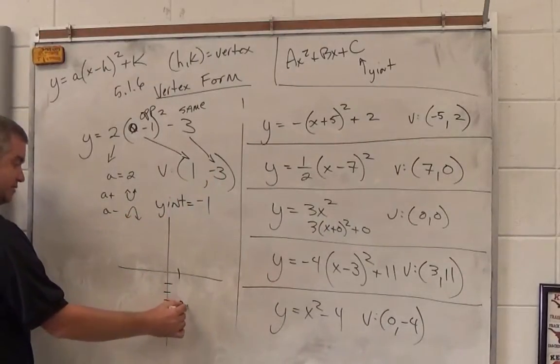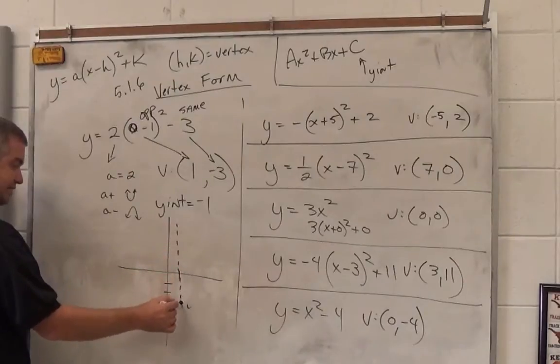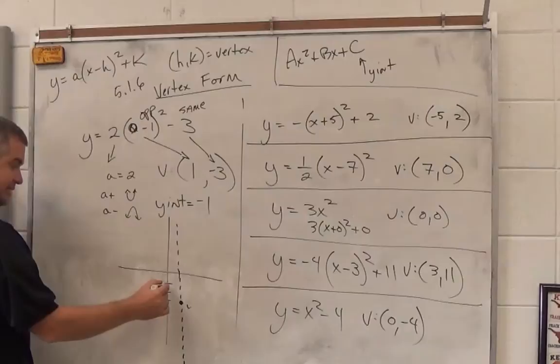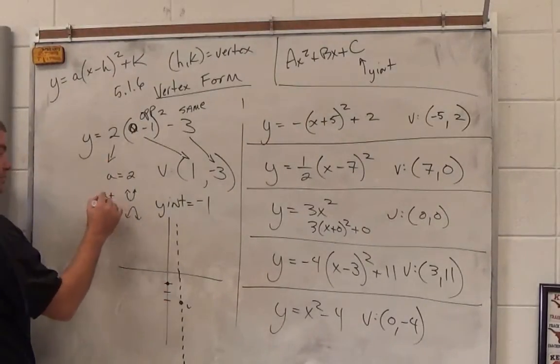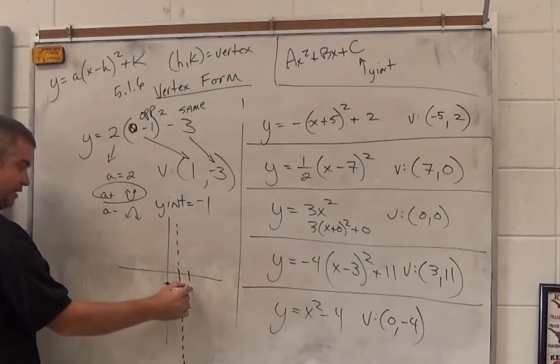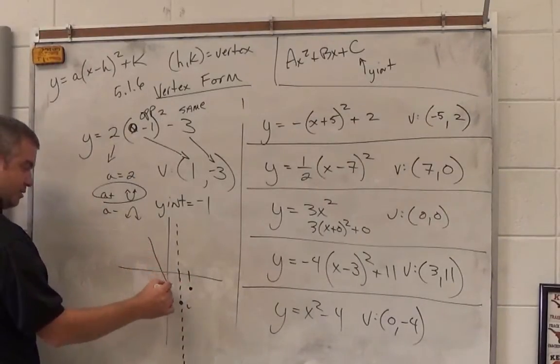So if this was our graph, our vertex is at 1, -3. There's our vertex. There's our axis of symmetry running right down the middle. Our y-intercept is at -1 right there. We know that the parabola opens up because A is positive. So we do our mirror point right there, and here's our parabola.